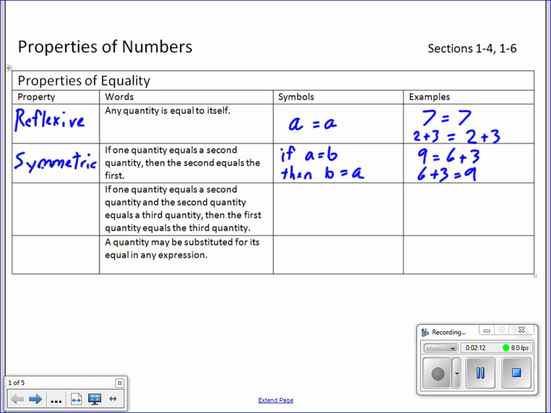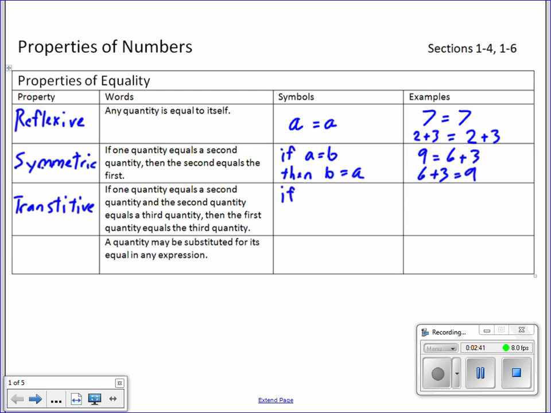Next property here. If one quantity equals a second quantity, and the second quantity equals a third quantity, then the first quantity would equal the third quantity. That's our transitive property. Our example here.